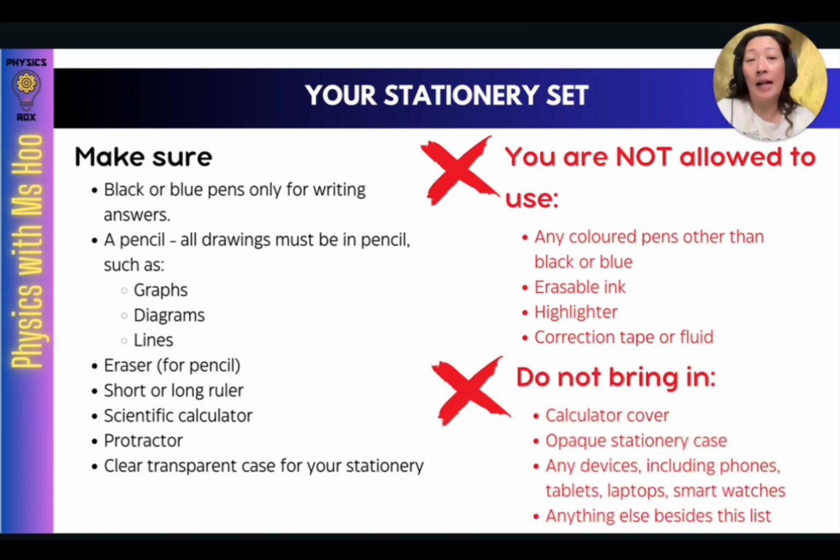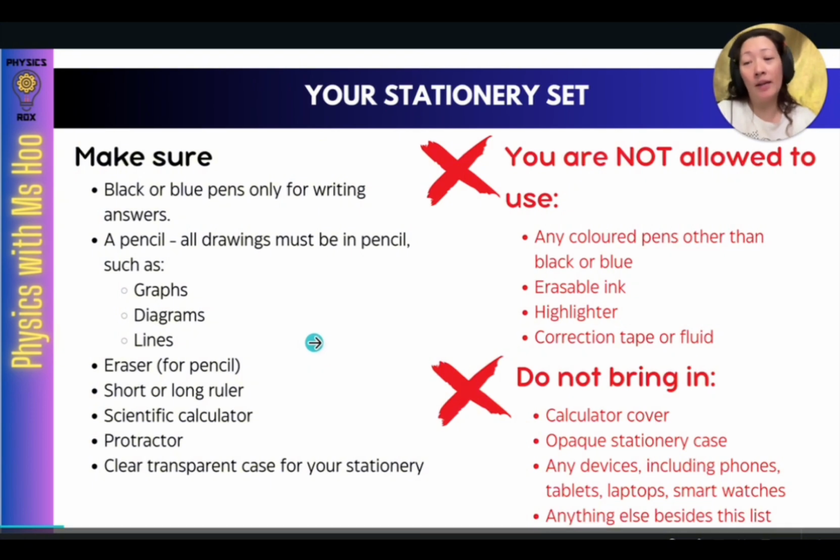You cannot bring in your calculator cover or calculator case. Why? Because some calculator cases have equations written on them. You are not allowed to bring in an opaque stationery case as well. The reason is very obvious. Some students may try to smuggle in crib sheets and try to hide them in that case. A crib sheet basically is a small piece of paper with information written on it to help them answer the questions in an examination. You're also not allowed to bring in any devices into the examination hall with you, and this includes phones, tablets, laptops, even smartwatches. Anything else besides this list, don't bring in.